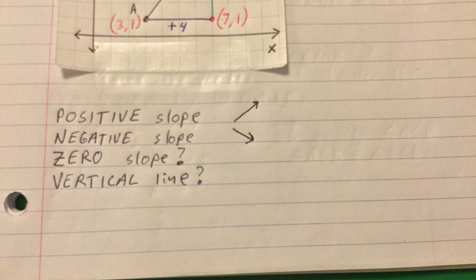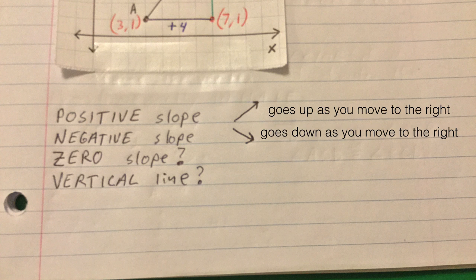A couple last notes about slope. If you have a positive slope, that means you go up as you move to the right. Negative slope means you move down as you go to the right. And we'll talk more about zero slope and vertical lines later on.